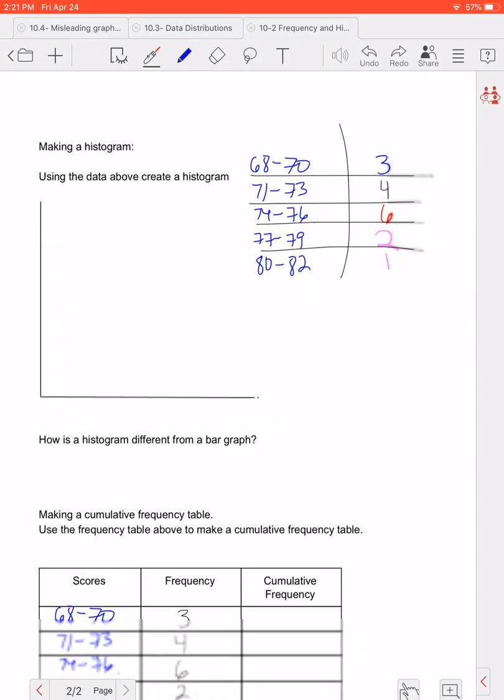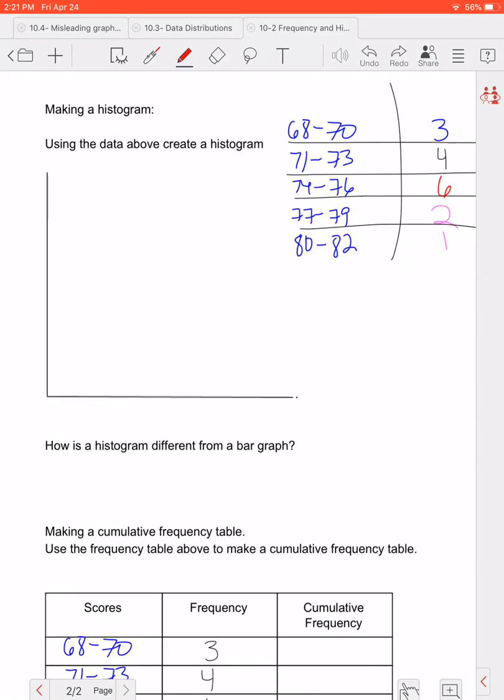All right, now taking this data, we're going to make a histogram. Okay? Now the important thing about a histogram is we have continuous data here. So we're going from 68 to 70, 71 to 73. There's no stops, right? Like these numbers just keep going like they normally would, okay? It's not like where we have like green marbles and blue marbles and we're trying to calculate that out.